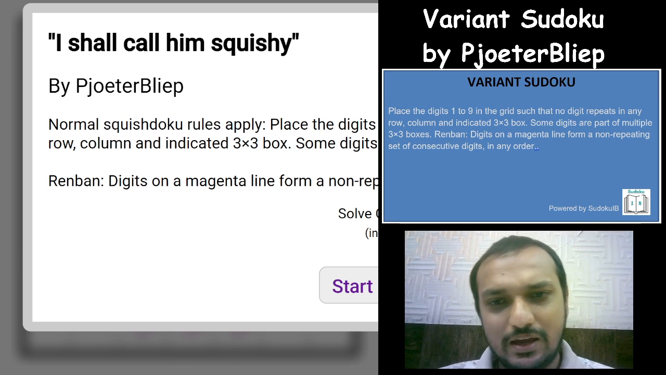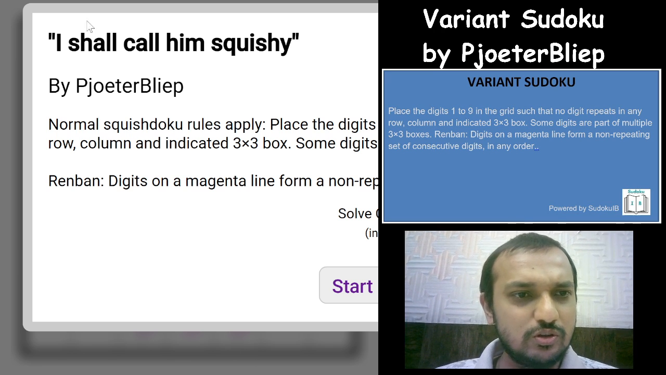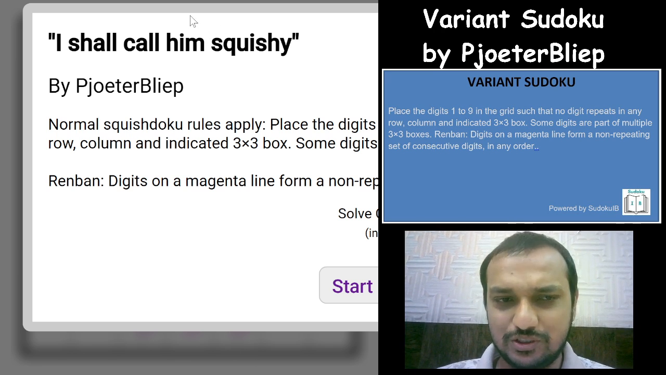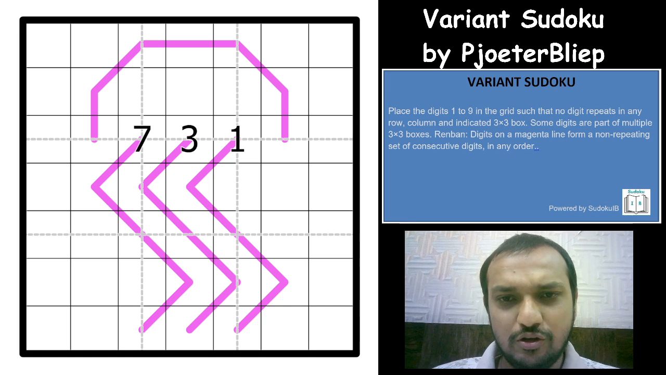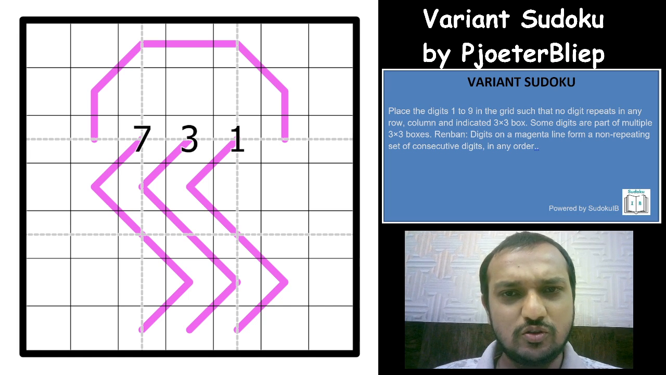And now coming back to this Sudoku, it's named "I shall call him a squishy." That's amazing. So what are the rules of this puzzle? You need to place digits from 1 to 9 in each row, column and 3 by 3 box without repetition.